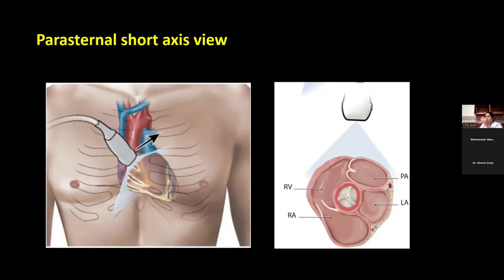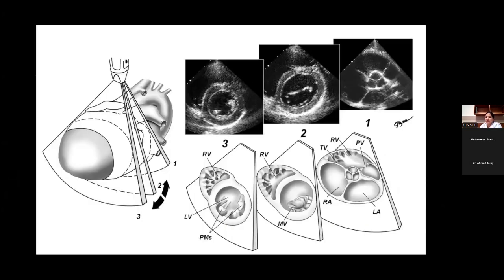From here, you can turn the probe position towards the left shoulder. And when you turn the probe position towards the left shoulder, you will see images like that. But an important thing at this level, when you make the parasternal short axis, you have to get three levels in the parasternal short axis.